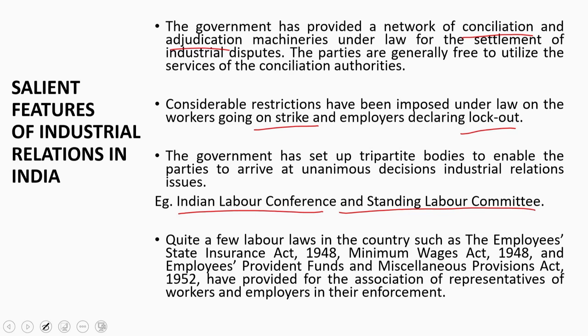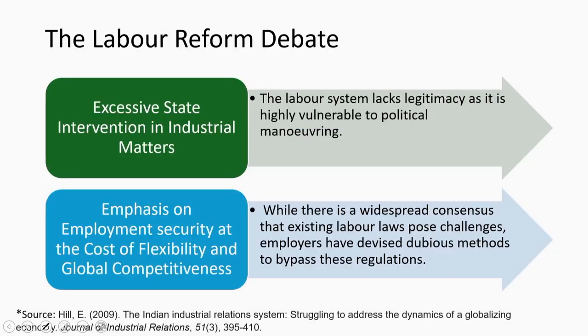Now, quite a few labor laws in the country actually underscore the relevance of legal legislation and the categorical role of the government of India, by bringing out the Employees' State Insurance Act, the Minimum Wages Act, and the Employees' Provident Funds and Miscellaneous Provisions Act, which have provided for the association of representatives of workers and employers in their enforcement. So these are some of the peripheral examples. The government has done a lot for being the party and bringing out some of the very critical salient features of industrial relations in India.